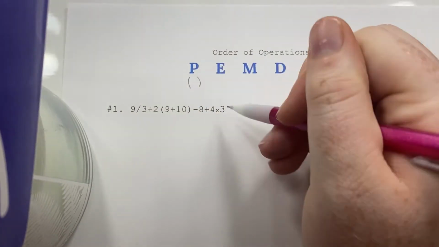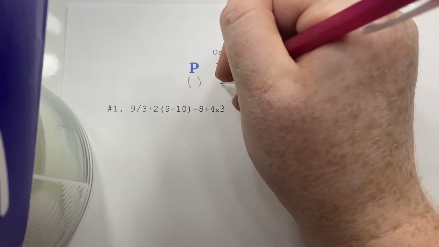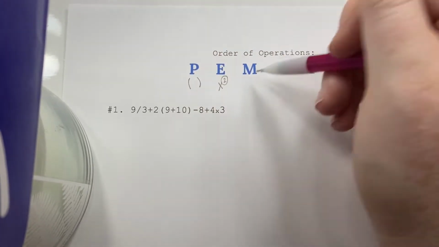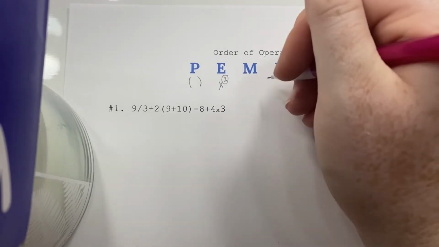P is for parentheses, so I would ask them to draw what parentheses look like. Now we would do an exponent. What does an exponent look like? An exponent looks like this. That is our exponent. That's what we're looking for.